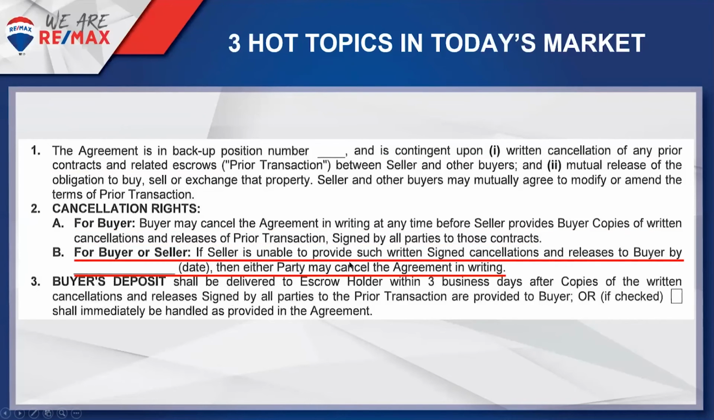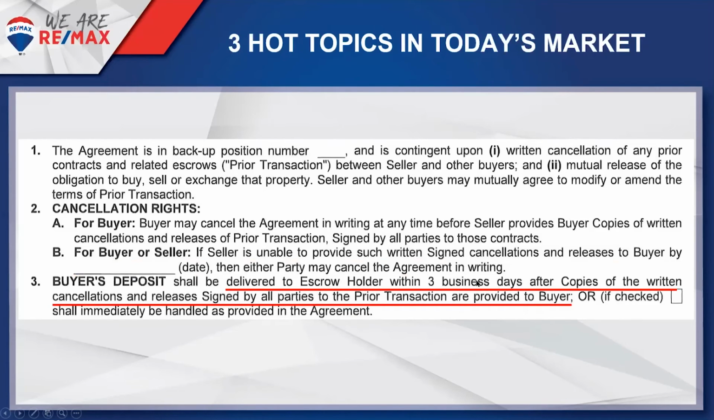If the seller is unable to provide a written, signed cancellation and releases to the buyer of the previous escrow by such and such a date, then either party may cancel. So the seller can reserve a right to cancel, but a time frame is going to have to lapse. So sellers are locked in on backup offers to some degree. Buyers are not.